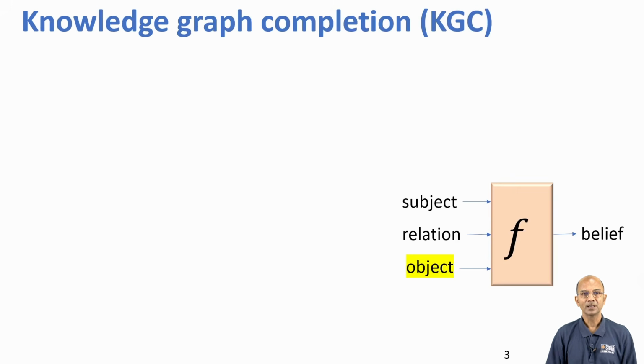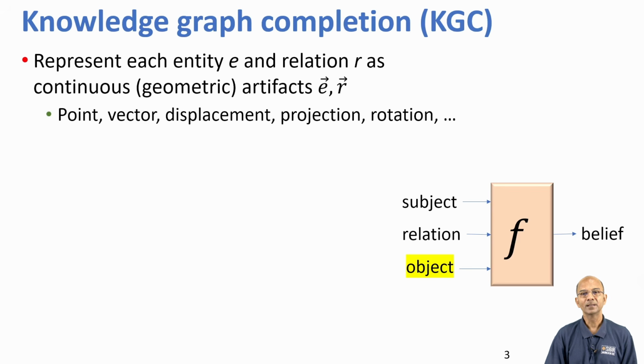So in short, knowledge graph completion consists of proposing a function f. The inputs to this function are the subject, the relation, and the object. While training, we would like to provide all the three inputs, but while testing, one of these inputs may be withheld or unknown. The output of f is the belief in the fact, which connects the subject, relation, and object.